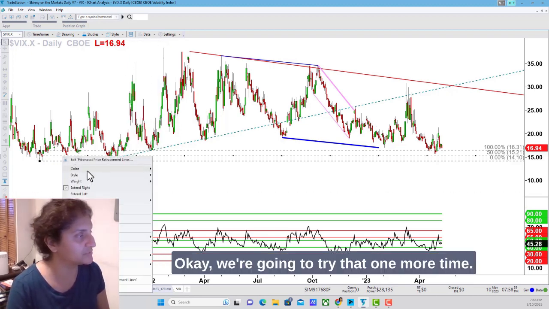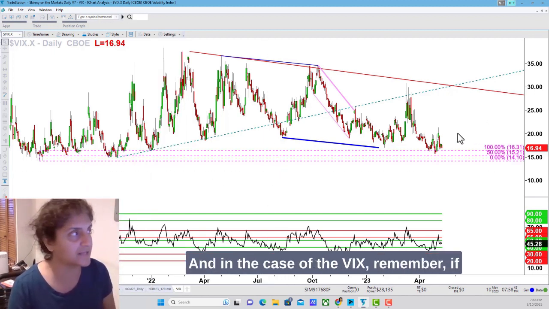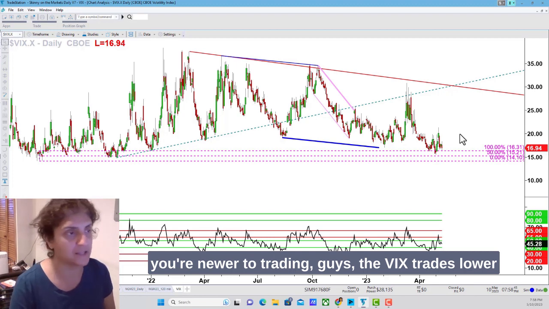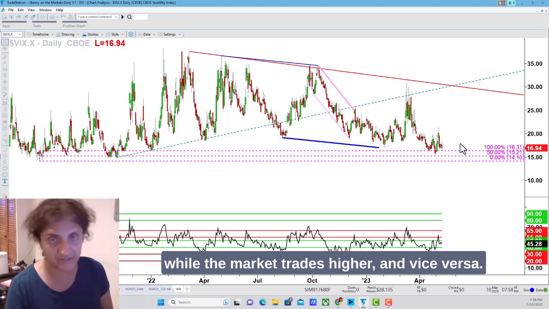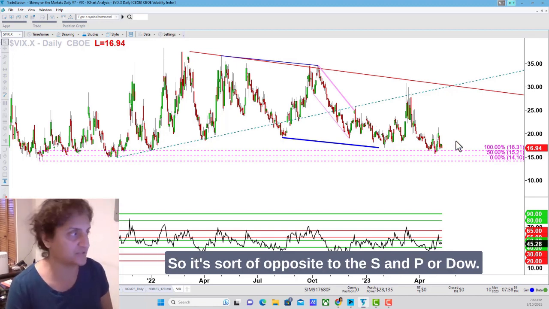Okay, we're going to try that one more time. Make it pink. Pink for support, blue for resistance. And in the case of the VIX, remember, if you're newer to trading, guys, the VIX trades lower while the market trades higher, and vice versa. If the VIX is trading higher, the market's going lower. So it's sort of opposite to the S&P or Dow, okay?